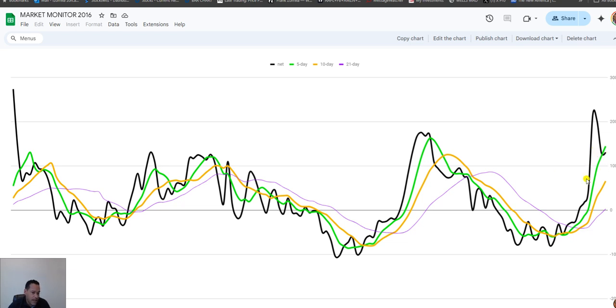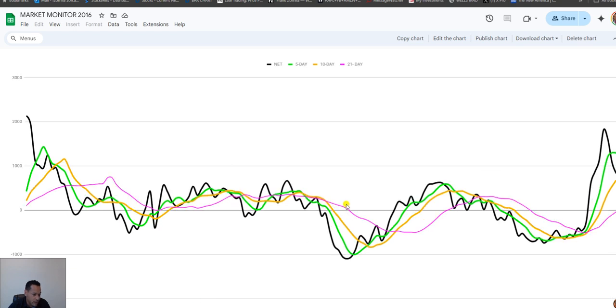I think this is okay. I think we only get to be concerned about this breadth indicator turning negative when the 5-day crosses the 10-day moving average. We still have a lot of room to run, okay? So that is that.